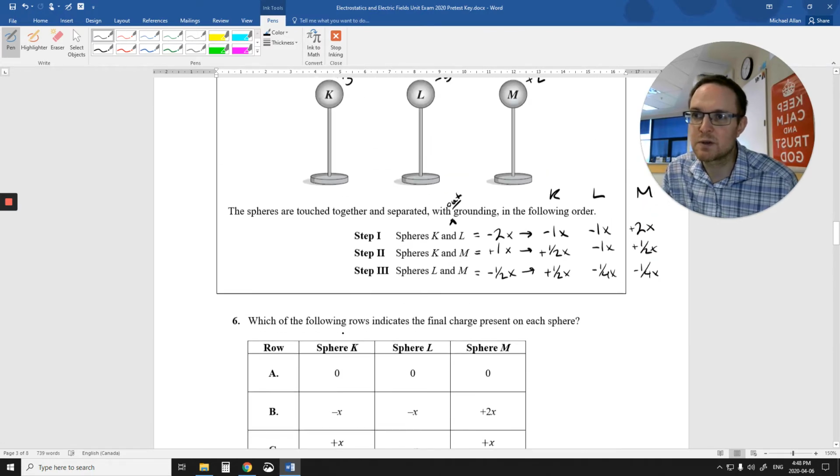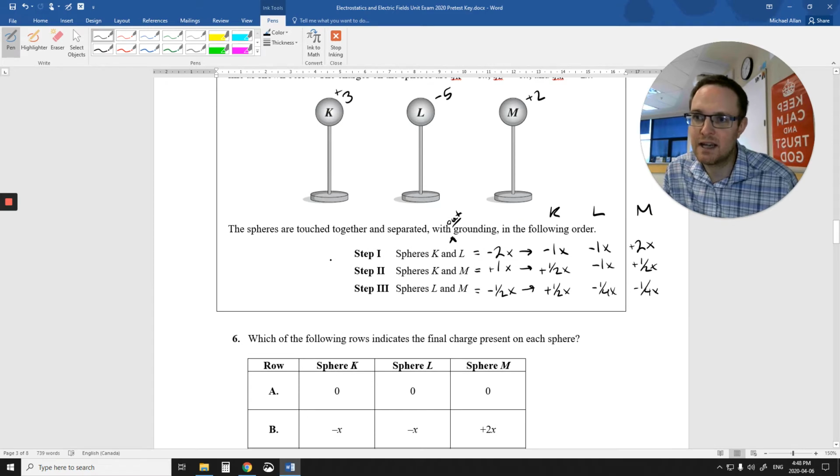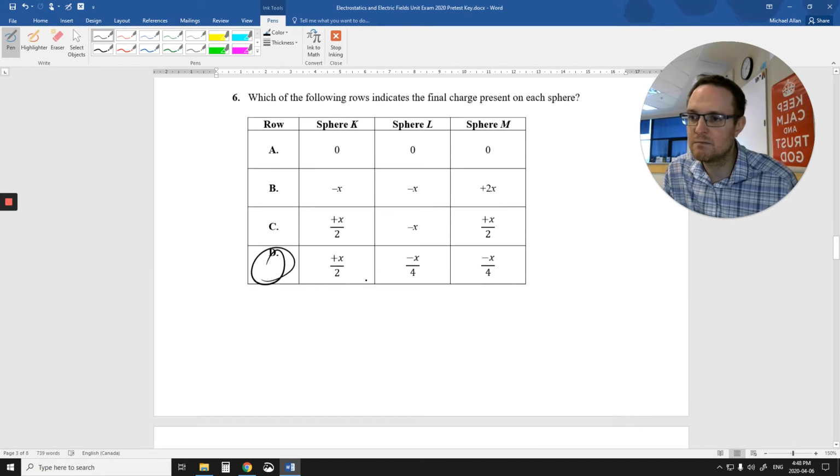Okay, so remember that's what we're doing. We just add, divide by 2, add, divide by 2. They don't do it too much other than that.